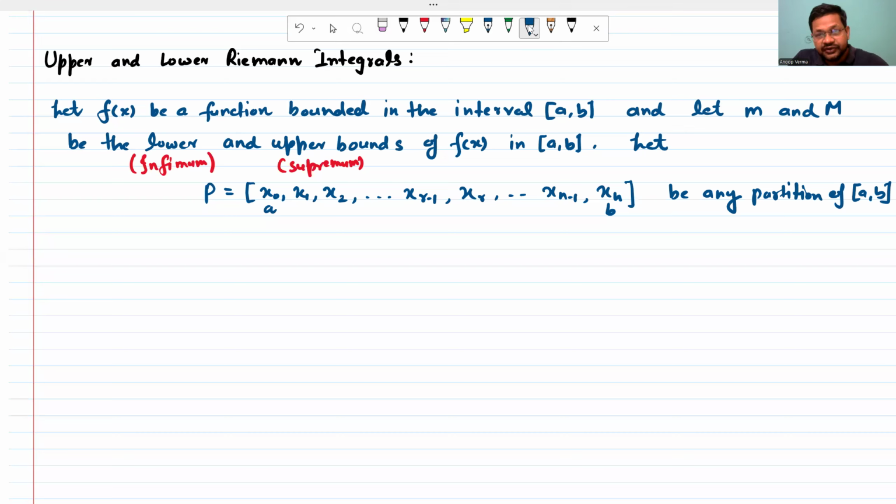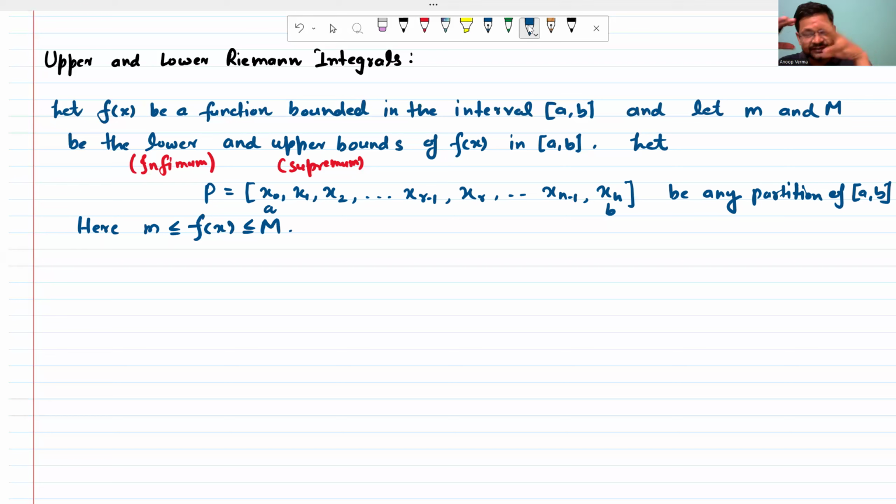Okay. So you know that if small m is the lower bound, and capital M is the upper bound, then the value of the function will lie between these 2 points. Here you clearly see f(x) is less than or equal to capital M and greater than or equal to small m, because small m is the infimum and capital M is the supremum.